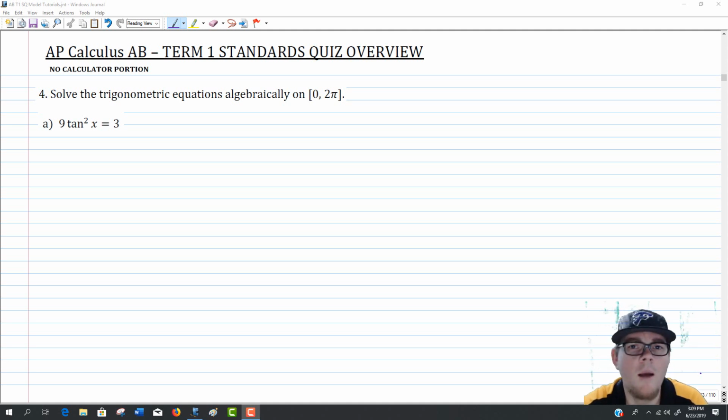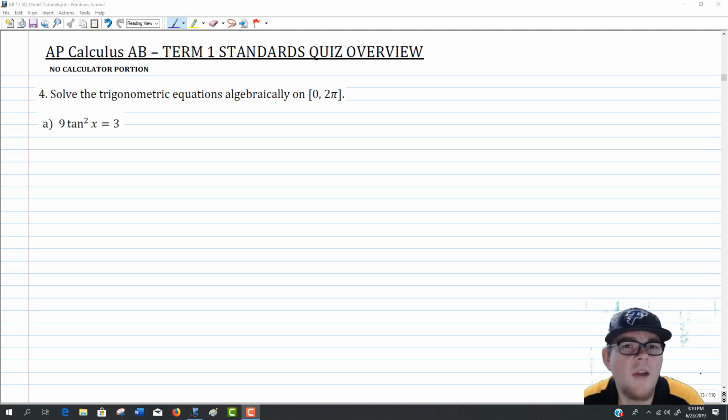We're going to begin with question 4a, which asks us to solve the trigonometric equation over the interval from 0 to 2 pi. So we're focusing on one revolution or one cycle around the unit circle solution. And we're trying to solve the equation 9 tangent squared of x is equal to 3.